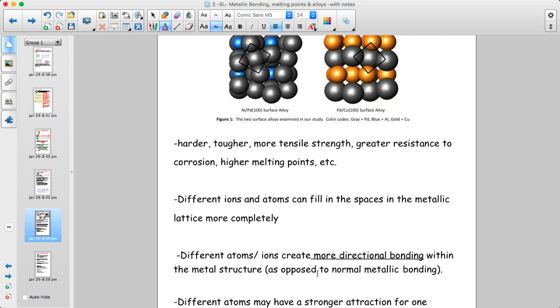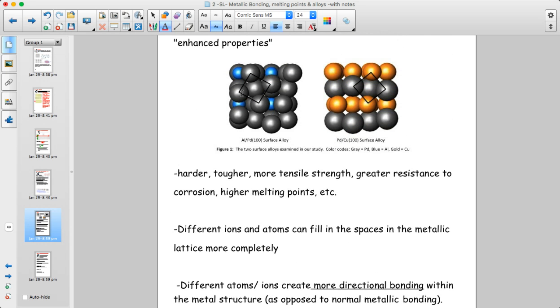So why does this work? Well, when you have an alloy, you're mixing these different atoms, these different ions, into the metallic lattice structure, right?